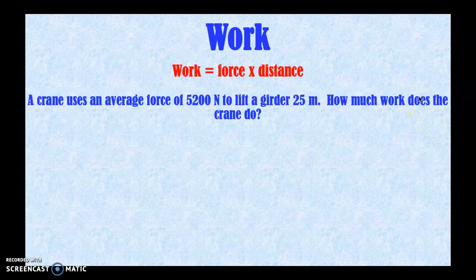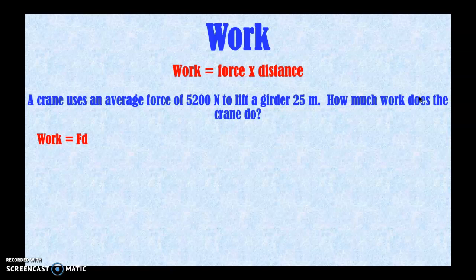So let's work a practice problem to review. You will have some problems on your worksheet, so make sure you pay attention to this. In this case, we're going to have a crane using a force of 5,200 newtons to lift a girder 25 meters. Again, you must look at your equation. I have it up there for you at the top. Work equals force times distance, or work equals F times D.